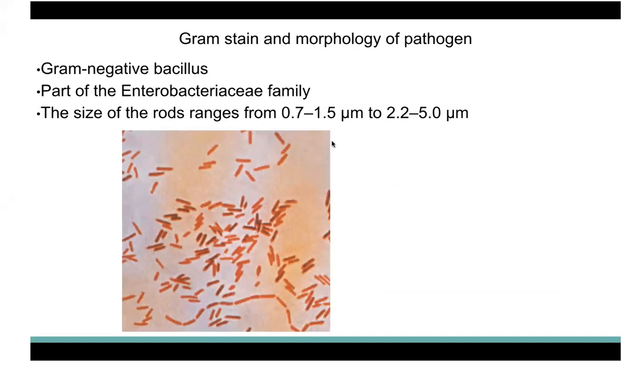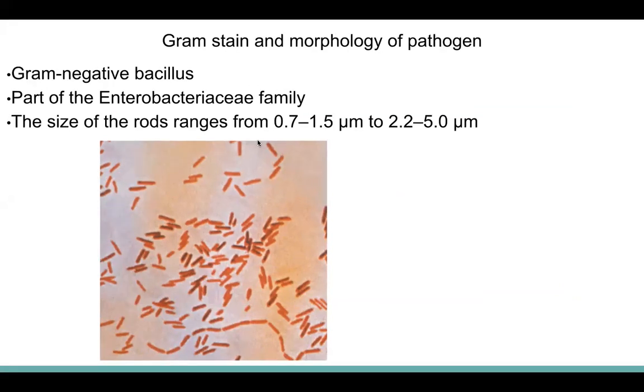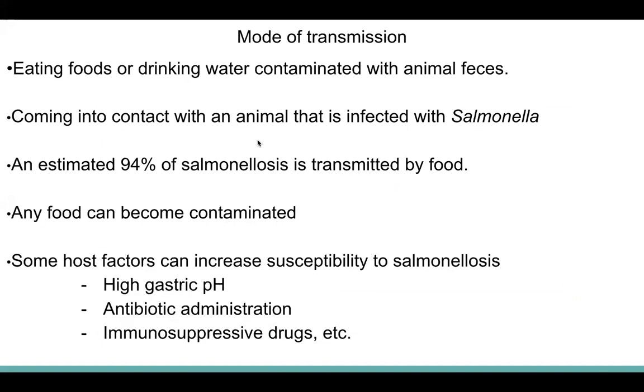Salmonella is a gram-negative bacillus and is part of the Enterobacteriaceae family. The size of its rods ranges from 0.7 nanometers all the way up to 5 nanometers. Salmonellosis is usually transmitted to humans by eating foods or drinking water contaminated with animal feces. Additionally, coming into contact with an animal that is infected with salmonella or with their feces can also transmit the bacteria to humans.